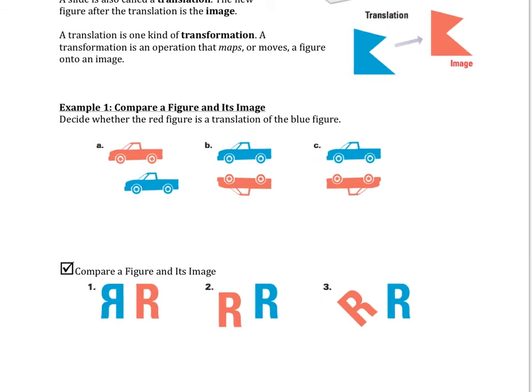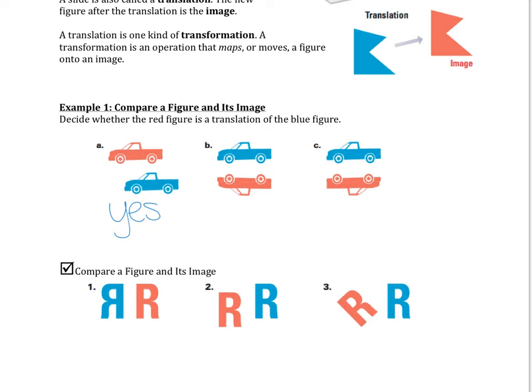So in A, the blue figure is the original and the red is the image. So the blue has just slid up and over. So yes, this is a translation.